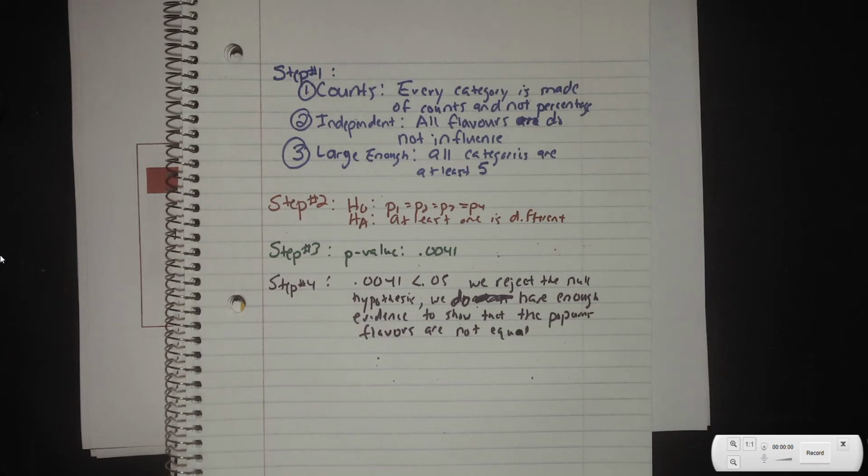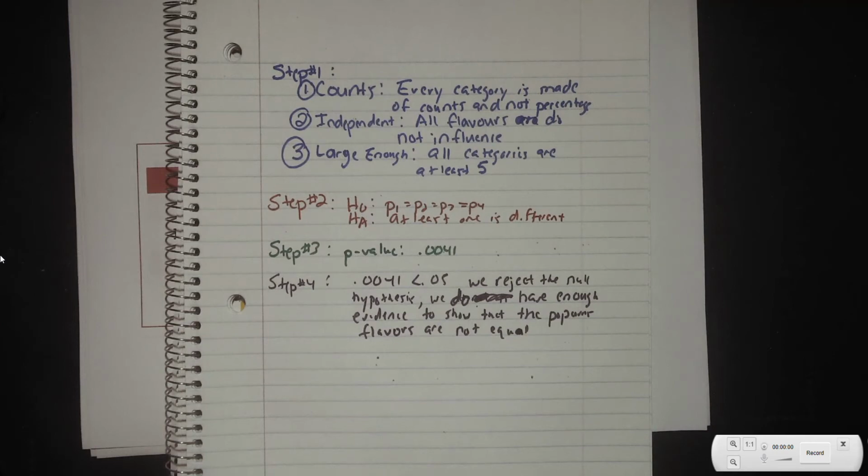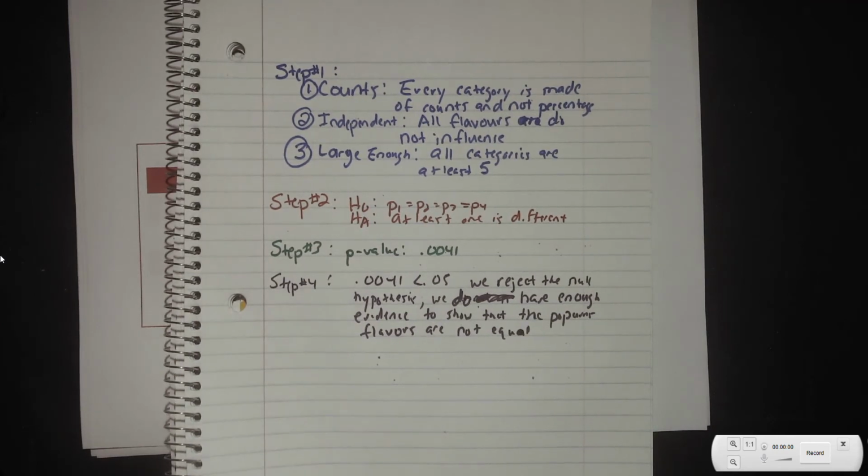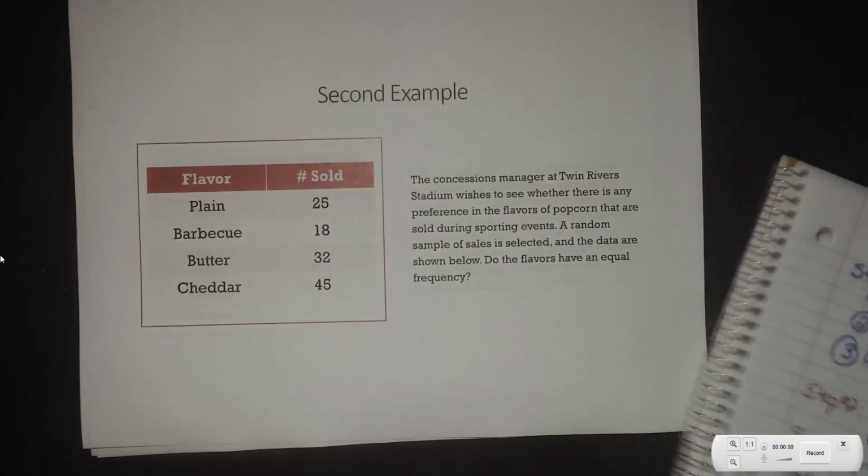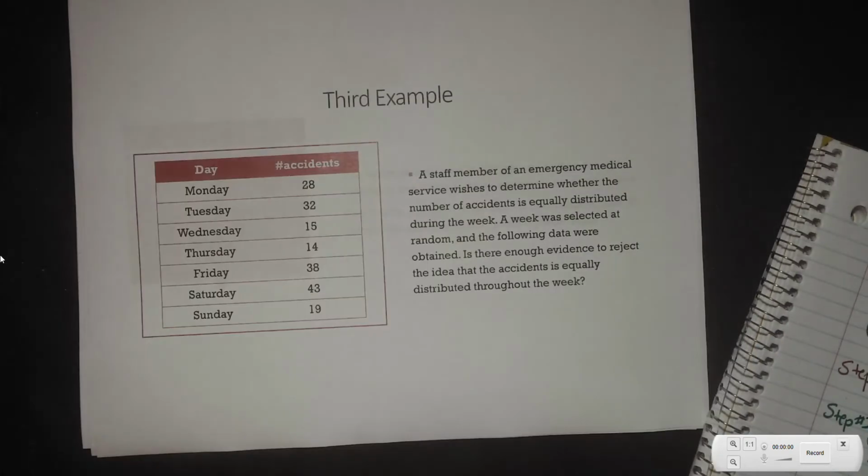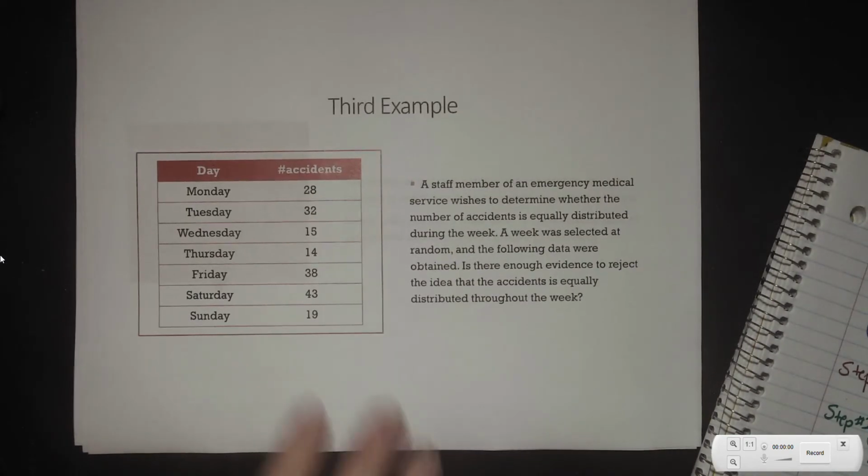Alright, so they're not equal. Alright, so we got one more left. Well, then we got the second test to look at. So, third example. A staff member of an emergency medical service wishes to determine whether the number of accidents is equally distributed during the weeks. A week was selected at random, and the following data was obtained. There's enough evidence to reject the idea that the accidents are equally distributed throughout the week. So let's see if they are.